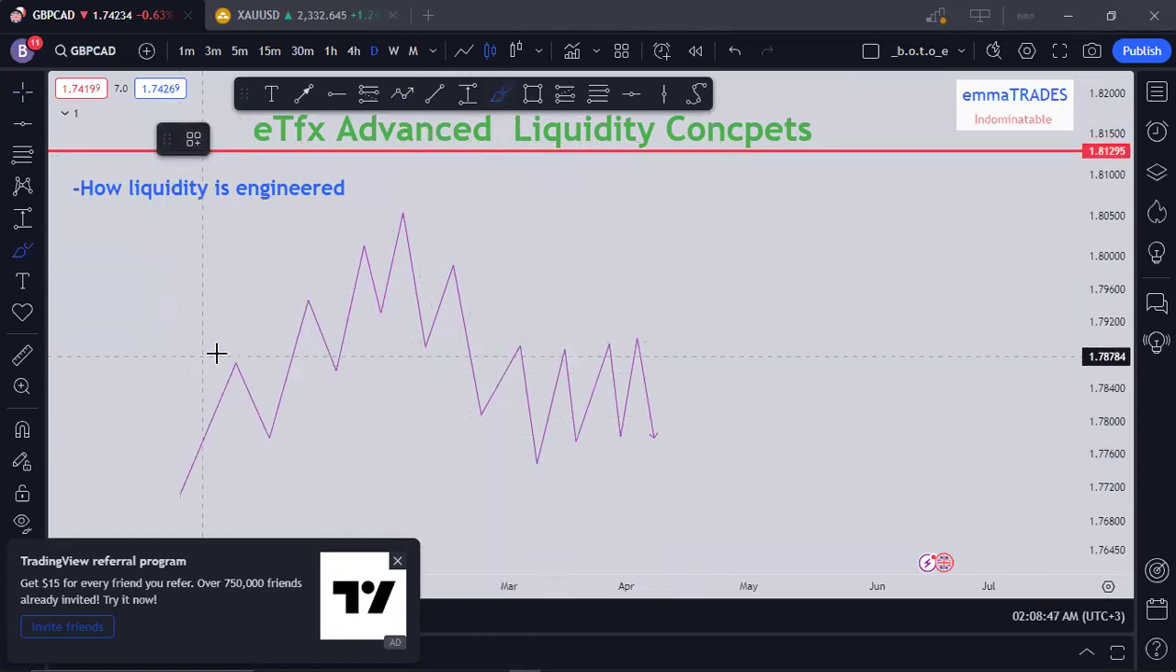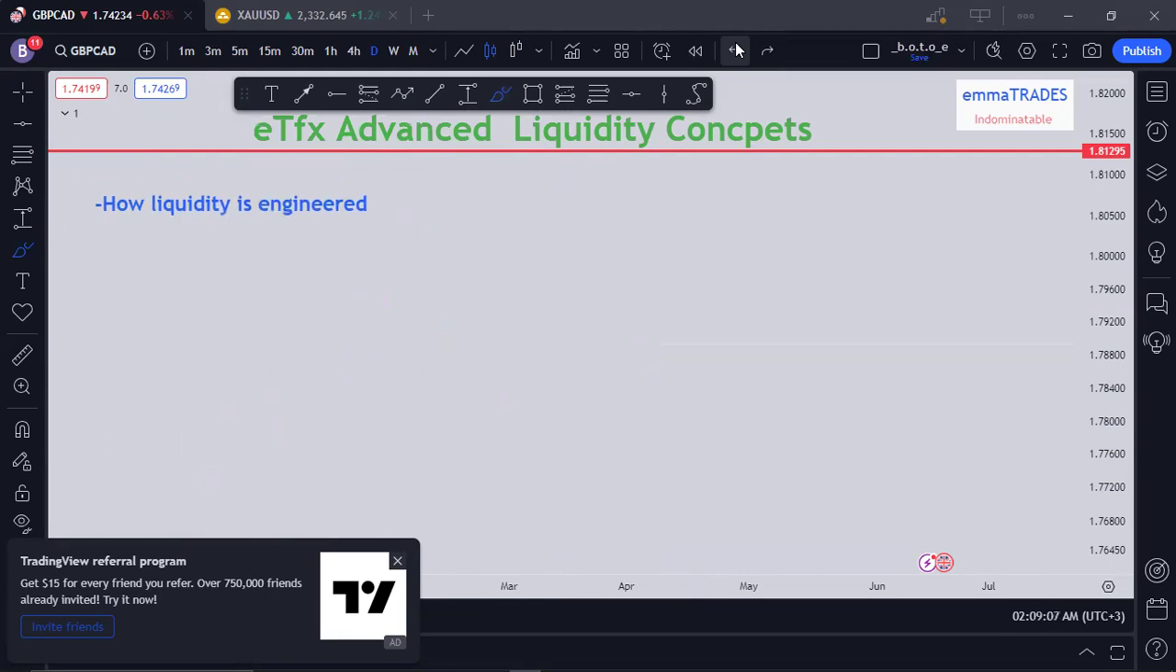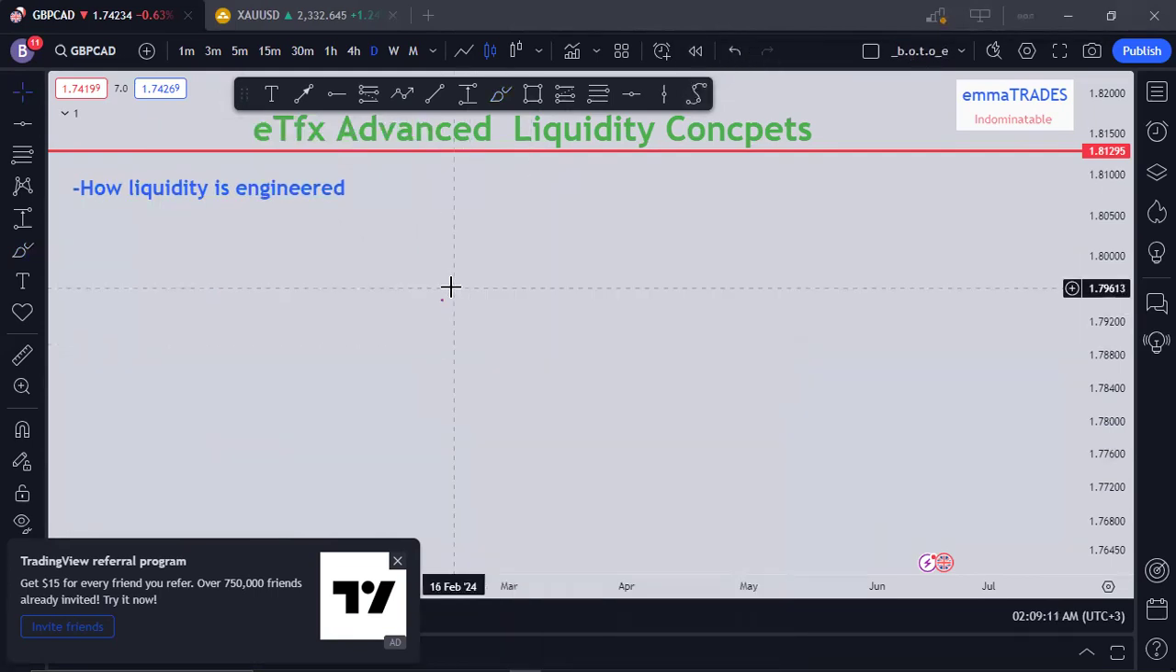Now, usually for price to give us these reversals at these highs and lows, there has to be liquidity taken out or liquidity that has to be created. Always, for price to change direction, it requires liquidity to move in a different direction. So when we speak about liquidity engineering, we're looking at specific patterns that we use to identify areas where liquidity might have been formed.